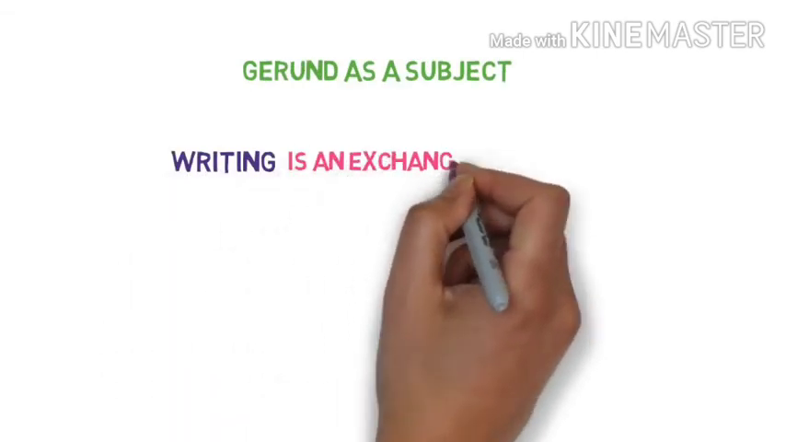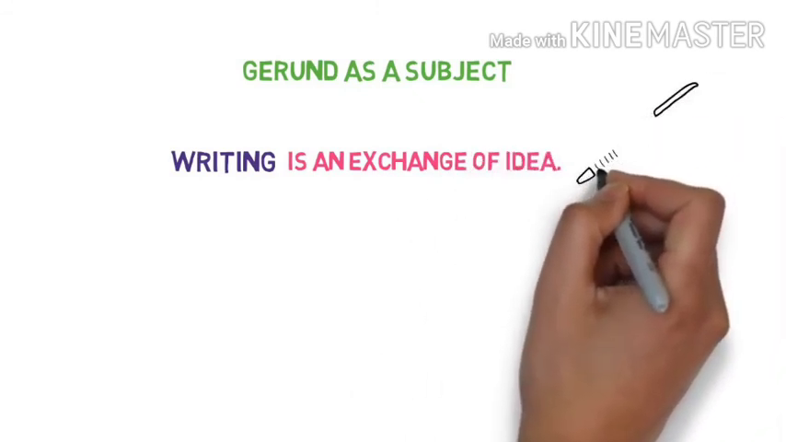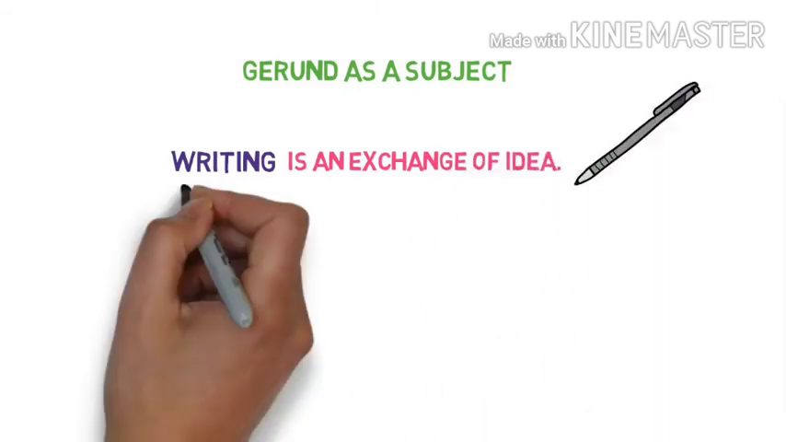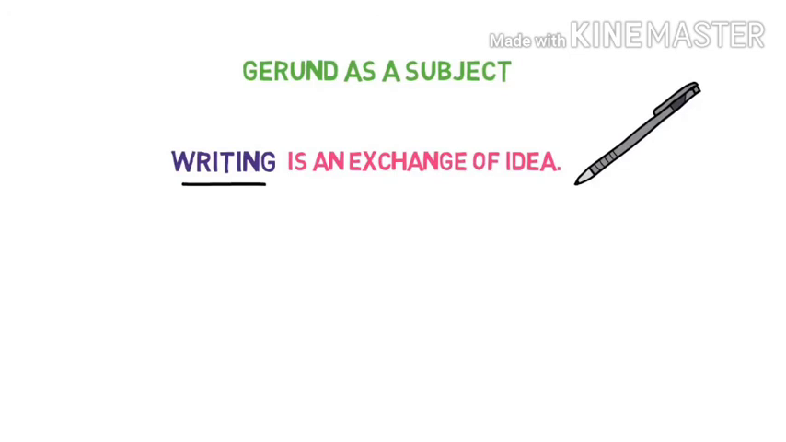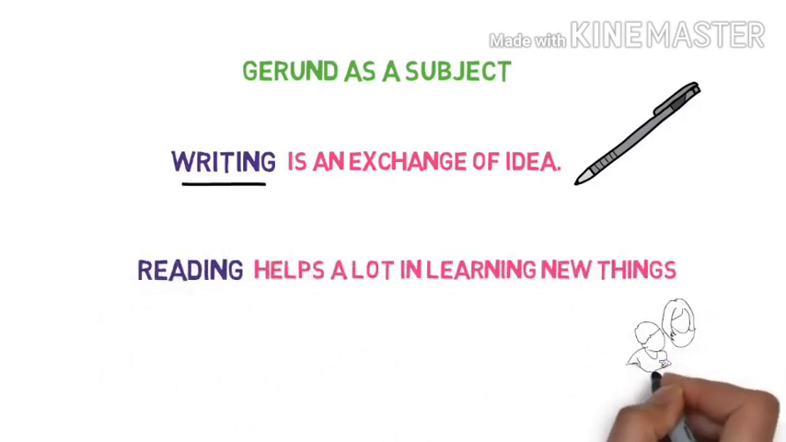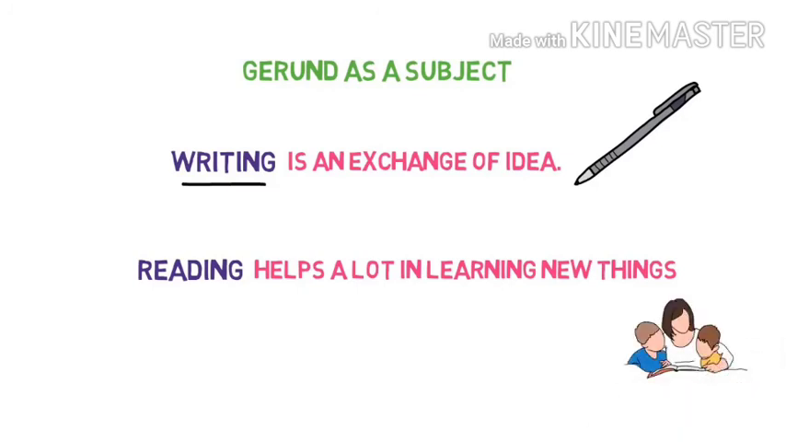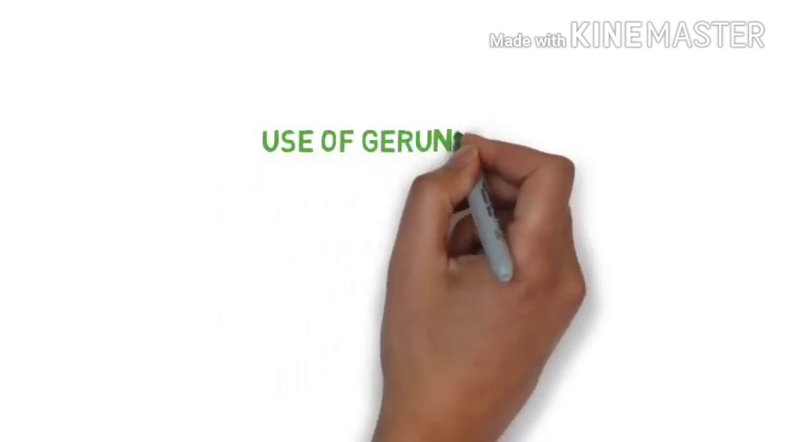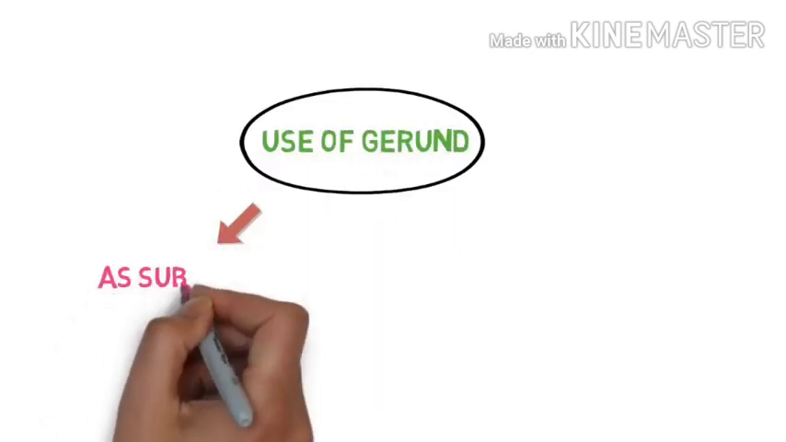Let's look into some more examples to make it clear. Writing is an exchange of ideas. Here, writing is a gerund which acts as a subject in the sentence. Reading helps a lot in learning new things. Here, reading is a gerund which acts as a subject in the sentence. We looked at one use of gerund, which is as a subject.